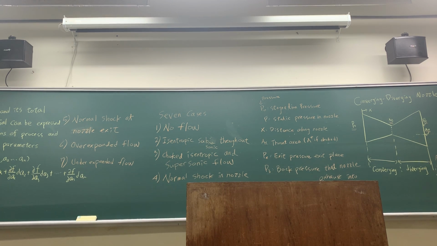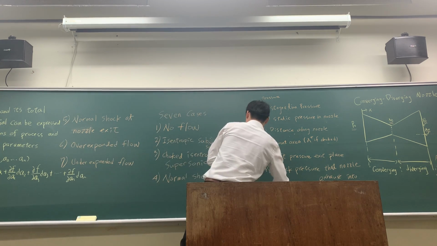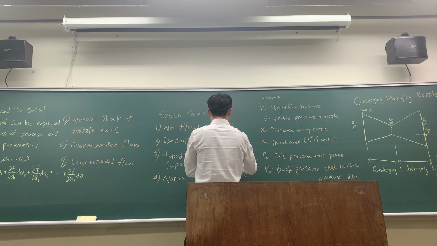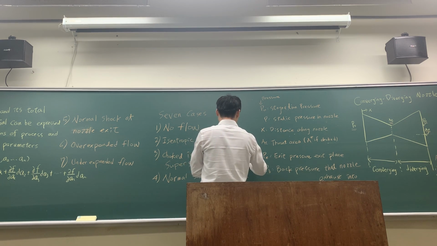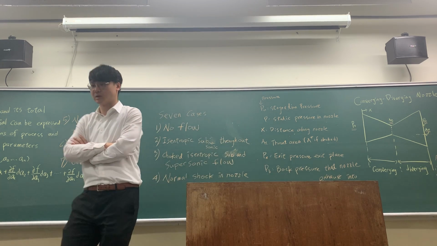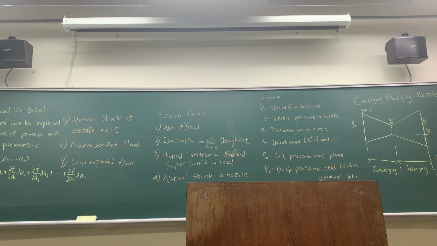Good. Third is choked isentropic. Choked isentropic sub, sorry about that, I missed something. And so this is subsonic and supersonic flow. So that's two case scenarios, again depending on your scenario.